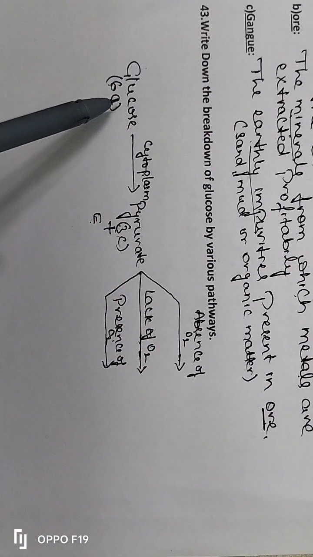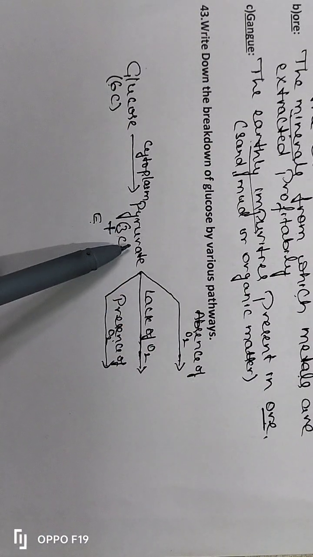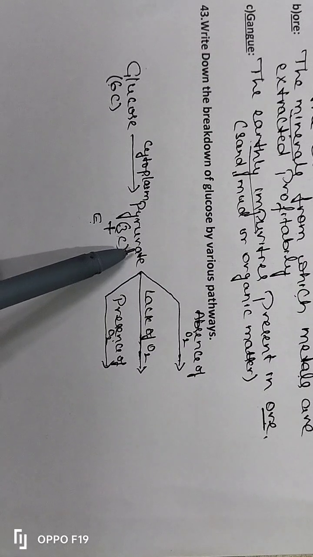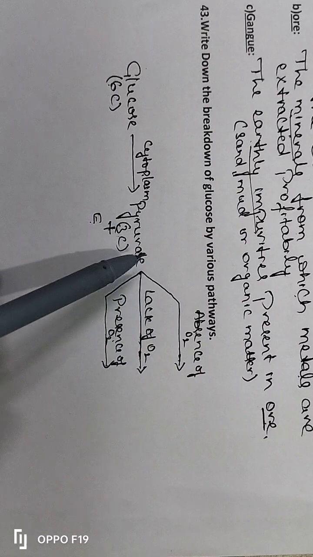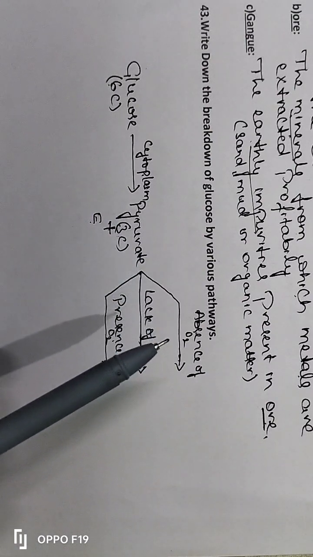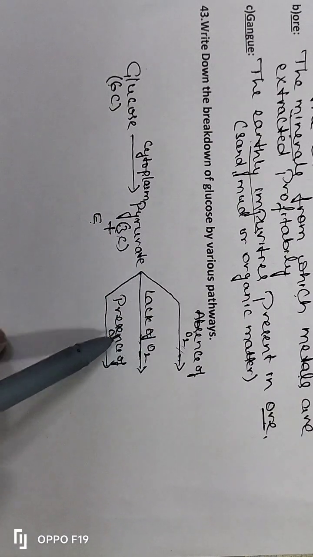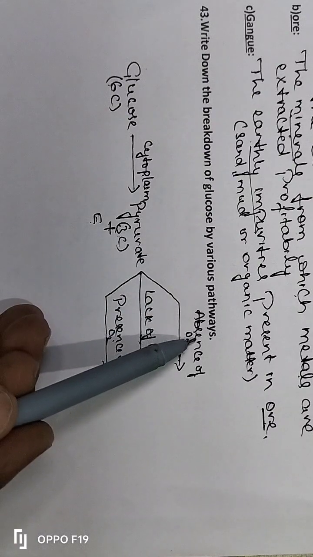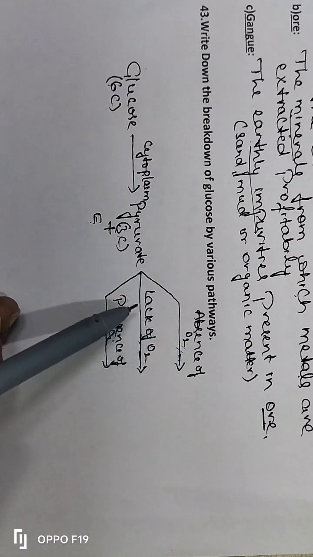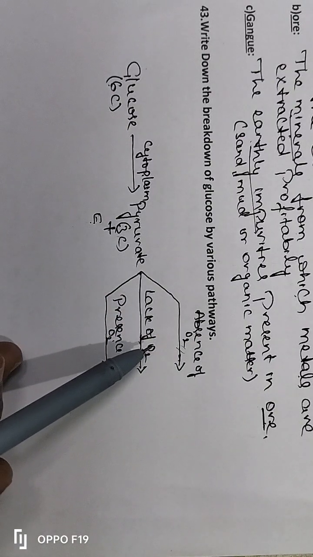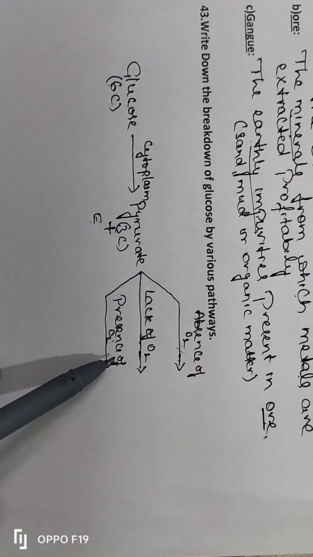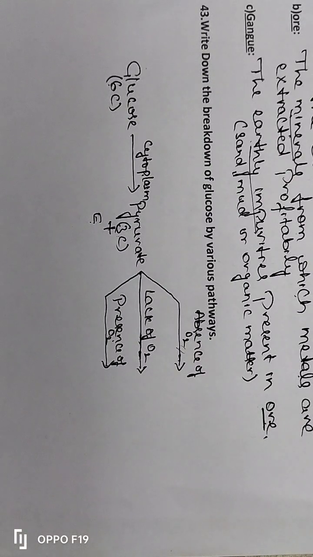First, the 6 carbon molecule in the cytoplasm is converted into a 3 carbon molecule called pyruvate, releasing a small amount of energy. Then further, what happens to pyruvate will be in 3 parts. Pyruvate in absence of oxygen, what will it be converted into? Pyruvate in lack of oxygen, what will it be converted into? Pyruvate in presence of oxygen, what is it converted into?